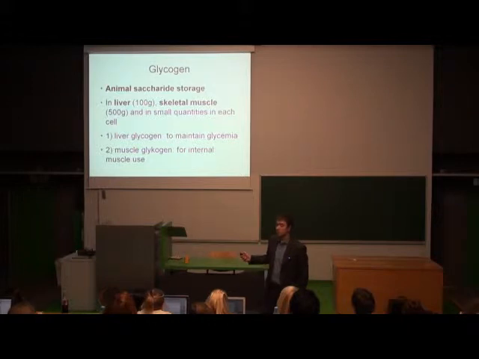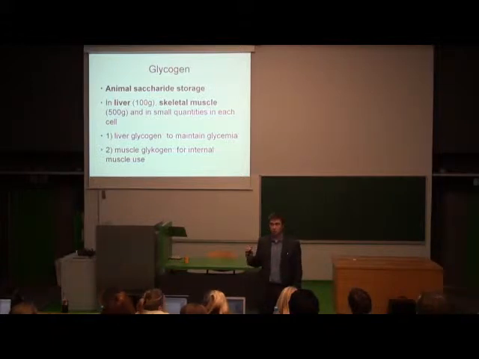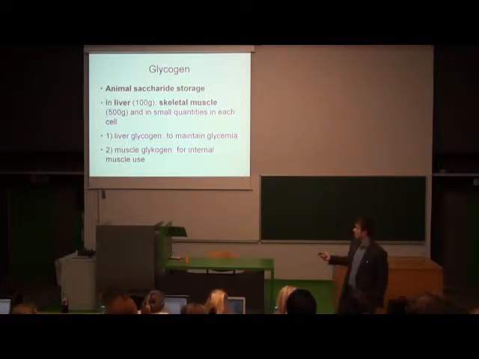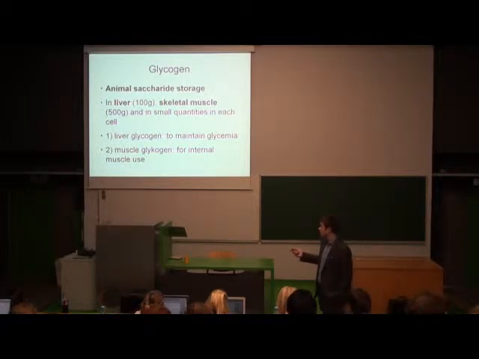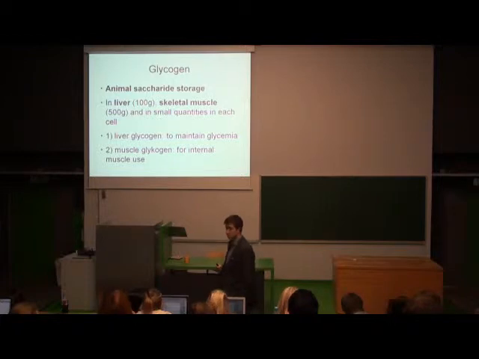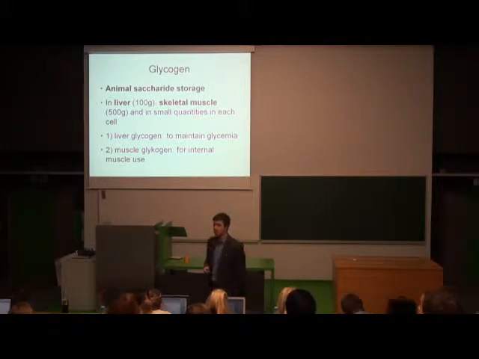In our body, you can find glycogen in all cells, yes? Some small amount is in each cell you can find, also in the brain, in kidneys, in erythrocytes also some small amount. What is for us important is especially the liver glycogen, approximately 100 grams of glycogen we have in liver, and 500 grams of glycogen in skeletal muscle, yes?